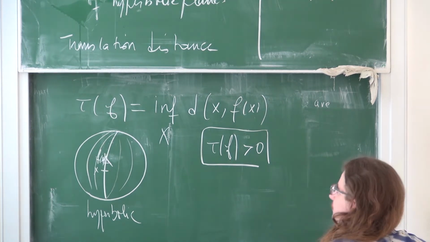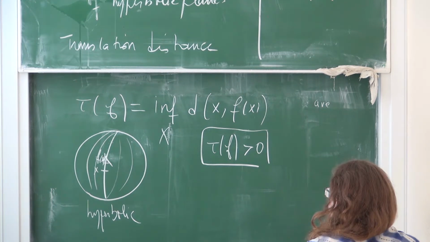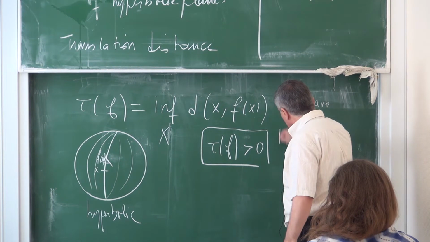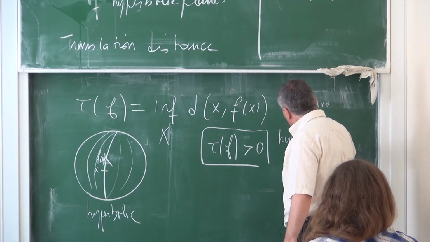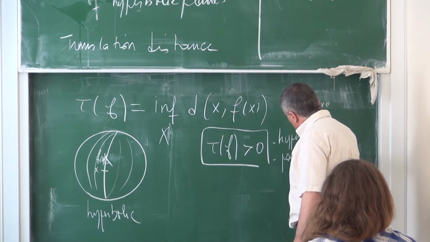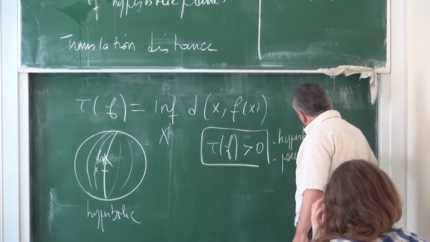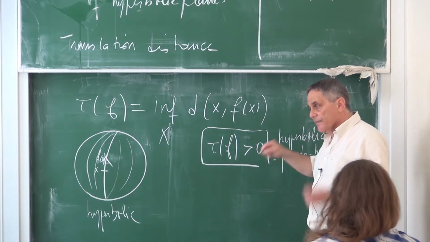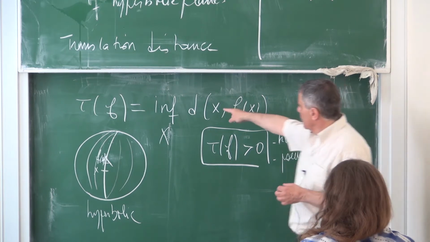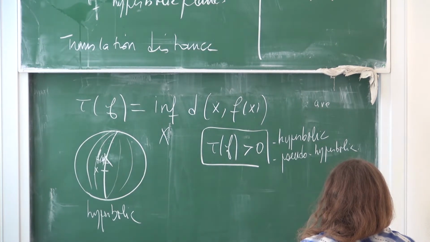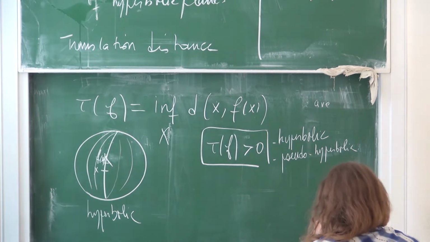This is why my classification included, in that case, hyperbolic, and then there was a case called pseudo-hyperbolic, when this translation distance is strictly positive but this infimum is not attained at any point on the space. It's interesting to study this more carefully and to see what these possibilities are.